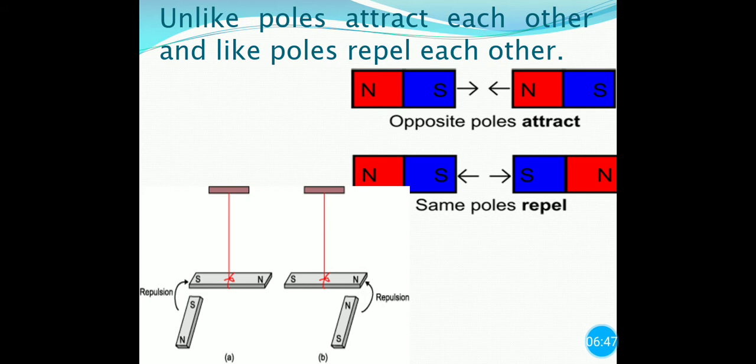Attractive or repulsive properties of a magnet. Unlike poles attract each other and like poles repel each other. In the first case, you are seeing south and north poles are closer, so they attract. But in this other case, south poles are closer, so they repel each other.